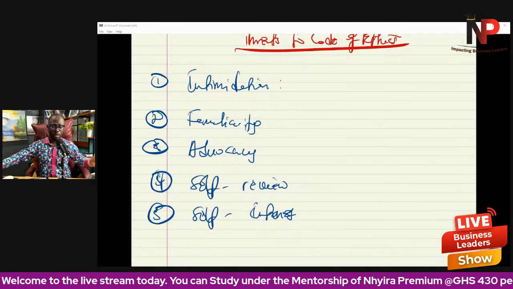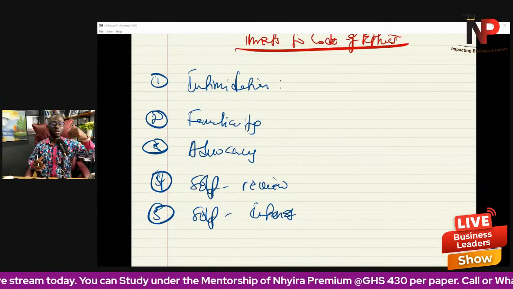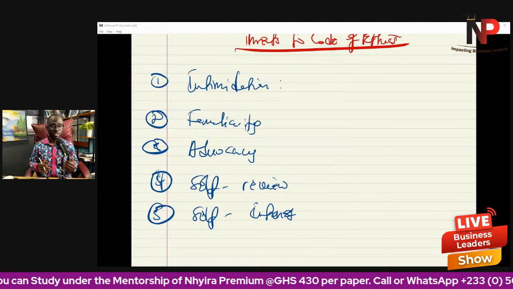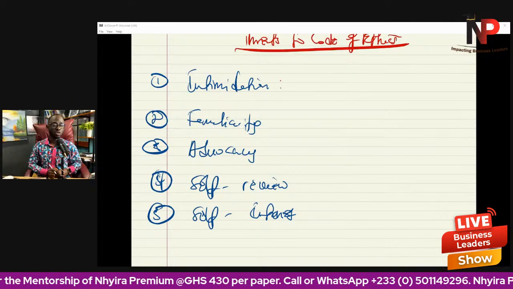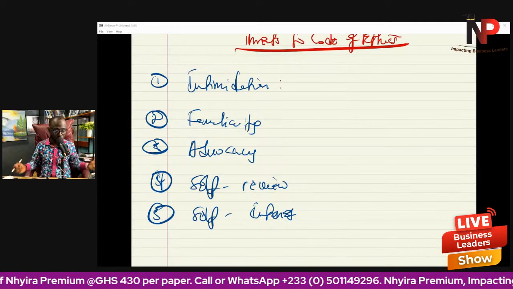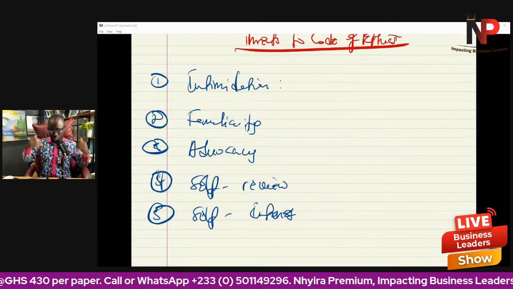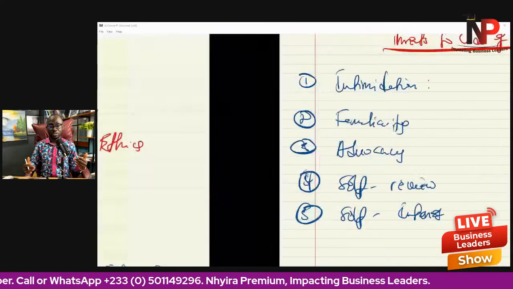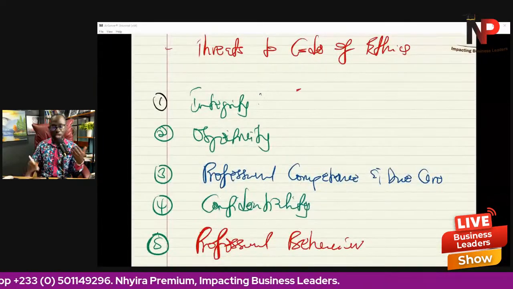So for instance, someone blackmailing you, someone threatening you, someone says you're going to lose your job if you don't do something for them. It's still a form of blackmail. It's an intimidation threat. It will make the professional accountant not adhere to integrity.